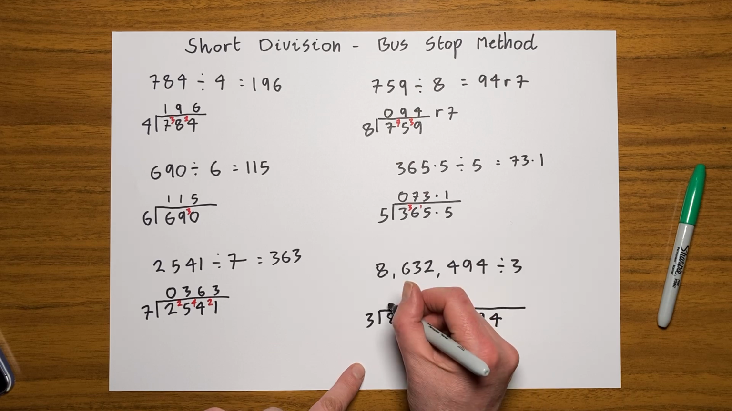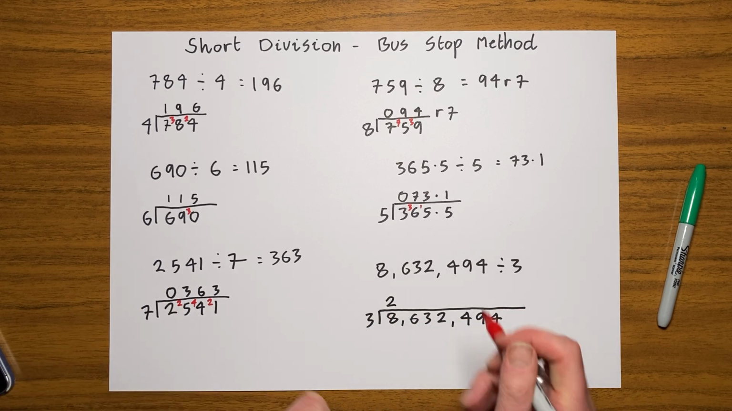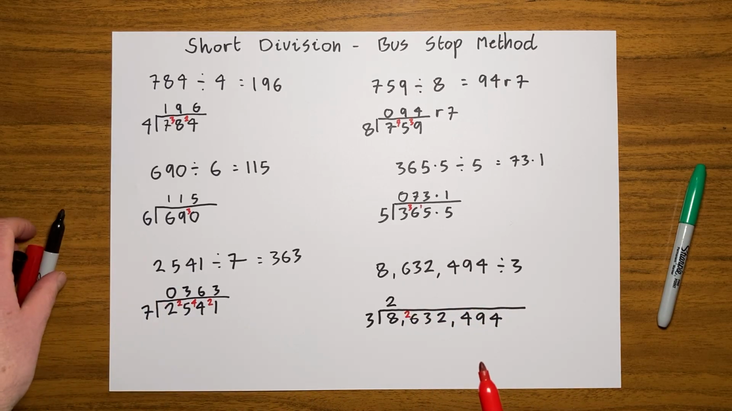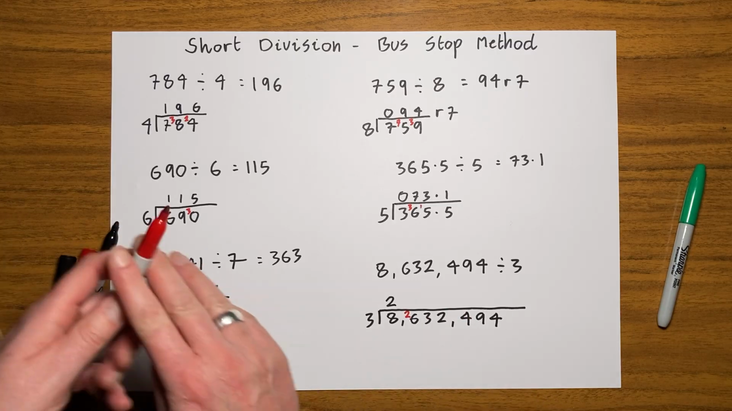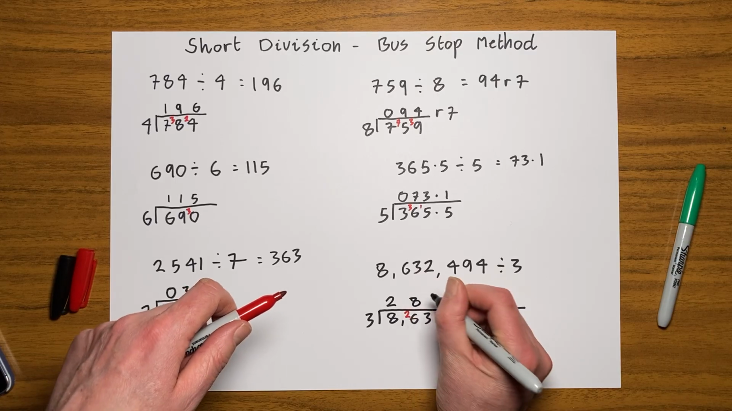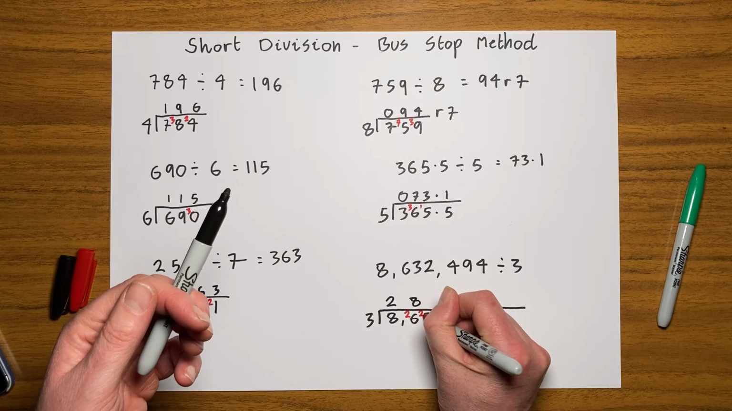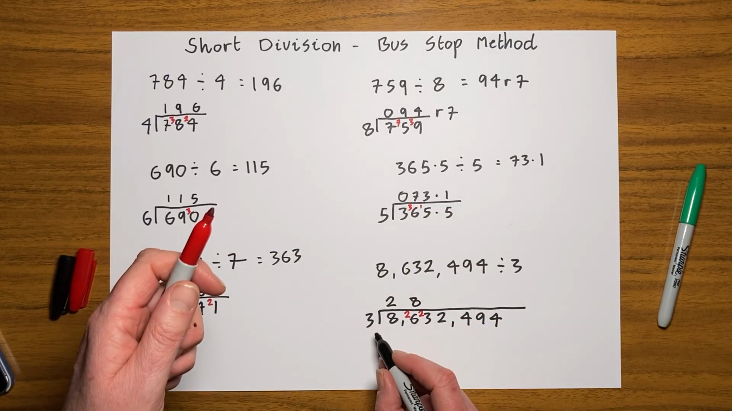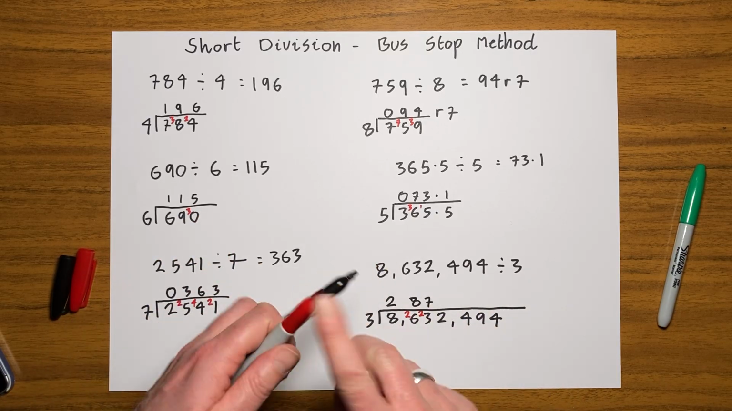How many 3s in 8? 2 3s are 6. And I'm going to have 2 left over. How many 3s in 26? That's 8, because 8 3s are 24. And there's going to be 2 left over. How many 3s in 23? 7. 7 3s are 21. And there's 2 left over.